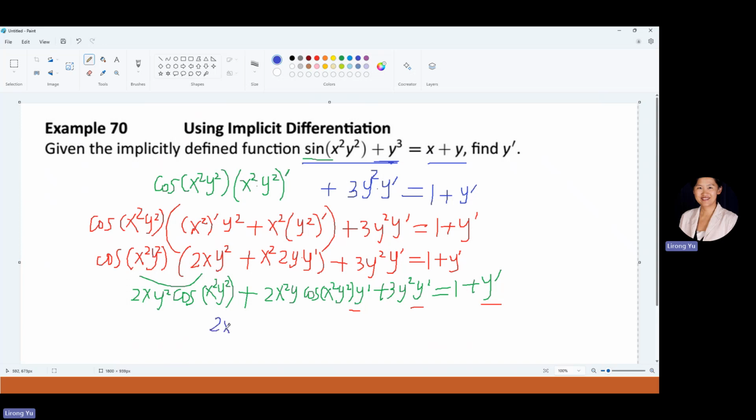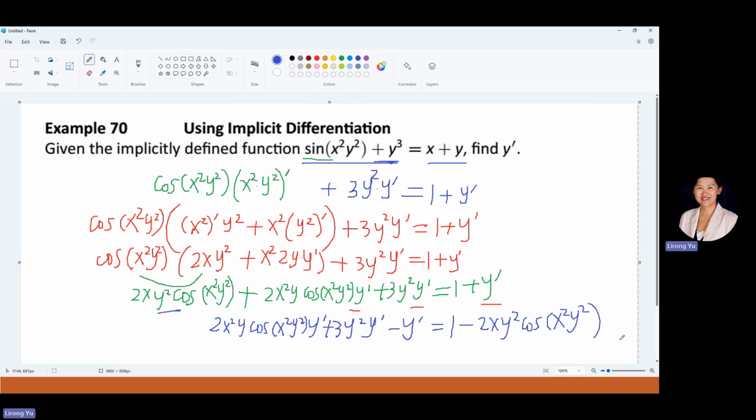So after we move everything, it'll be this. So this one, the 2x squared y cosine x squared y squared, there's y prime, and plus 3y squared y prime, and then minus the y prime. I'm moving that one over. Okay, so this is everything that has y prime, and then everything that does not have y prime, let's move to the other side. So it's 1 minus, it was on the left, so you move it to the right. That's why it has a minus, minus 2xy, that one, and move it to the right. So we have cosine of x squared y squared.